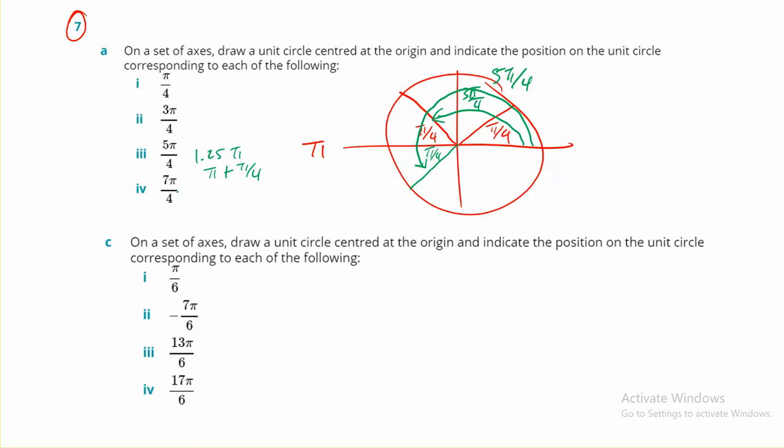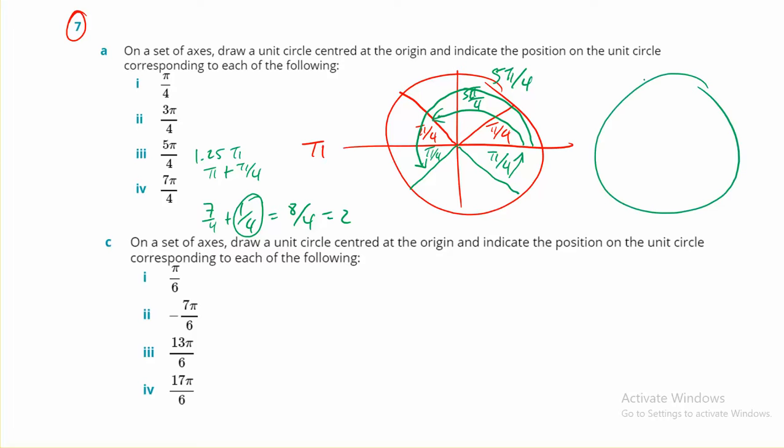7 pi over 4 is almost 2 pi, because if I go 7/4 plus 1/4, I get 8/4, which is 2, right? But we're 1/4 less, okay? So we're in this position, 1/4 less from 2.